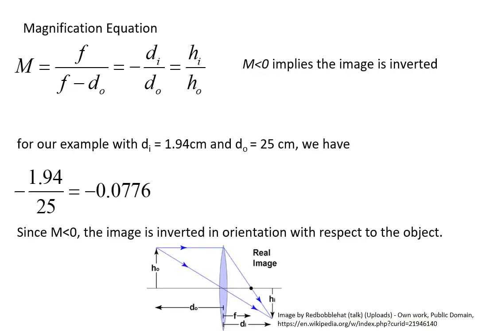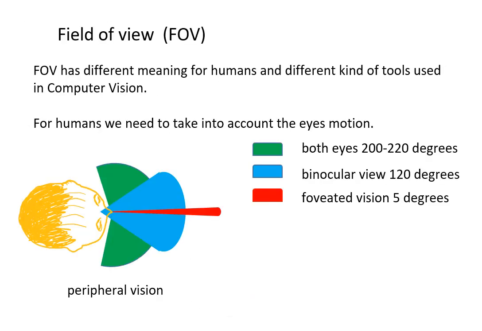From the previous slide, since DI is positive, then it is a real image. Now the magnification is minus 0.078. So since the magnification is negative, the image is inverted in orientation with respect to the object, and it's also much smaller.